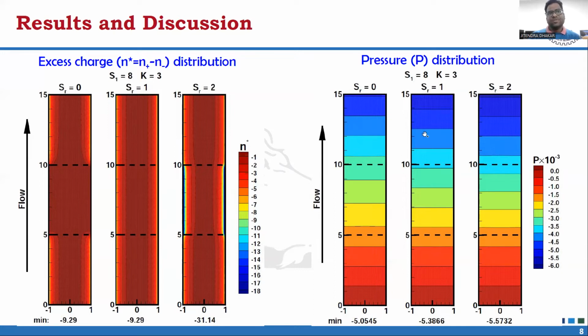Further, the pressure distribution along the microfluidic device for various surface charge ratio SR equals 0, 1, and 2, at S1 equals 8 and K equals 3. The absolute value of the pressure increases with increasing surface charge ratio from 0 to 2 because increasing SR enhances the charge attractive forces in the close vicinity of the wall that increases the additional hydrodynamic resistance on the fluid. Therefore, the absolute value of the pressure increases.